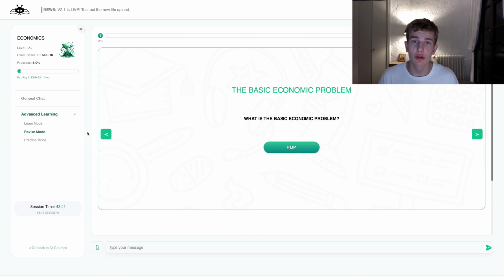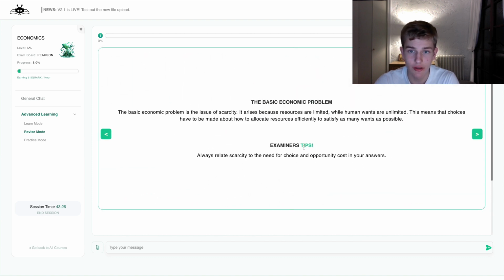But mytutor.io creates flashcards for you, which you can use before revision. But one of the best things in mytutor.io, as I told you, is that it knows your examiner's reports. If we flip the flashcard, what is the basic economic problem? Okay, everybody knows this. Yes, and here it tells you the definition, how you need to know, but it also gives you a secret, it gives you examiner's tips.